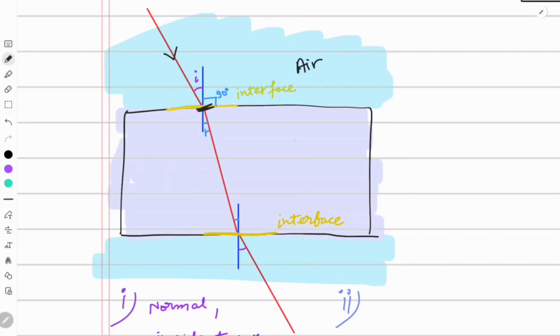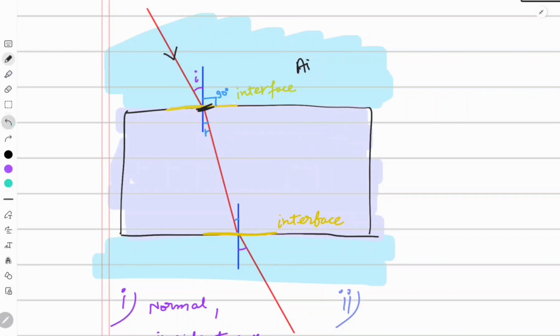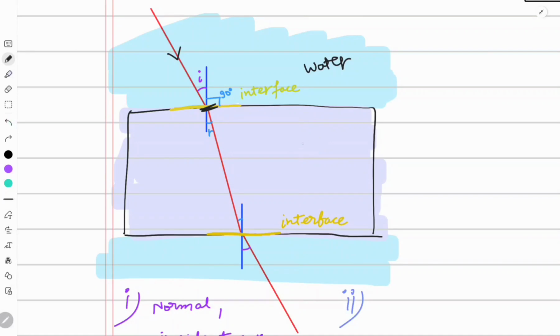One is air and the other one is glass. Now, the angle with which it bends depends on both of them. How shocking is that! If I replace this air, let's say it's not air, and this is water, and this is still glass, then this angle will change. So how do we measure it?